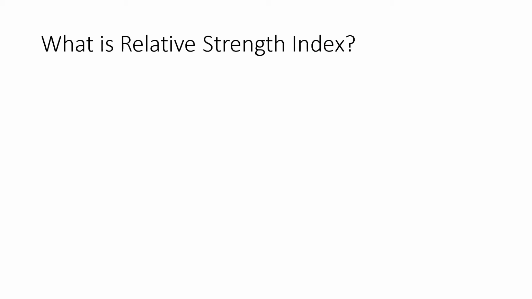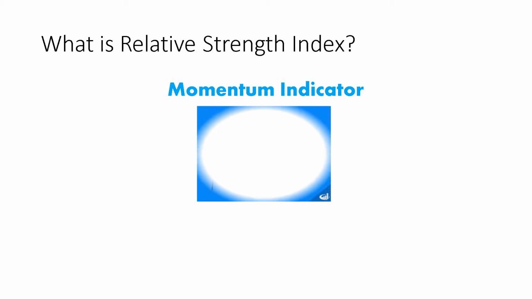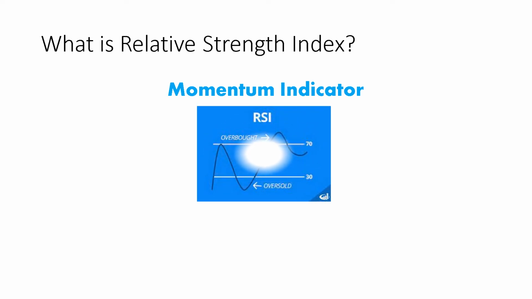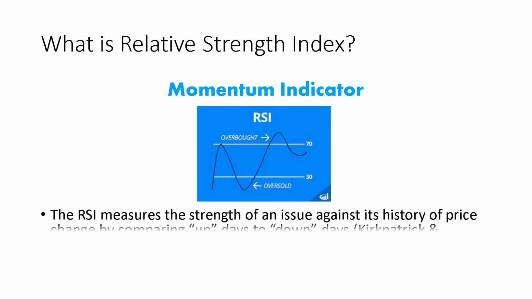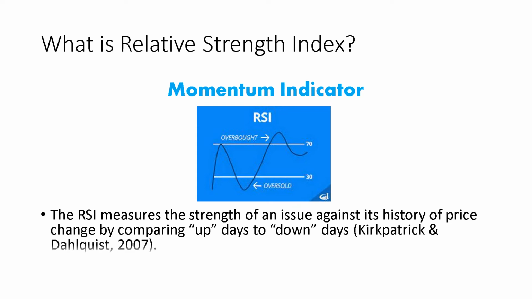What is the relative strength index? Let's define the concept. The relative strength index is a momentum indicator used in technical analysis that measures the magnitude of recent price changes to evaluate overbought or oversold conditions in the price. The RSI measures the strength of an issue against its historical price change by comparing up days to down days.